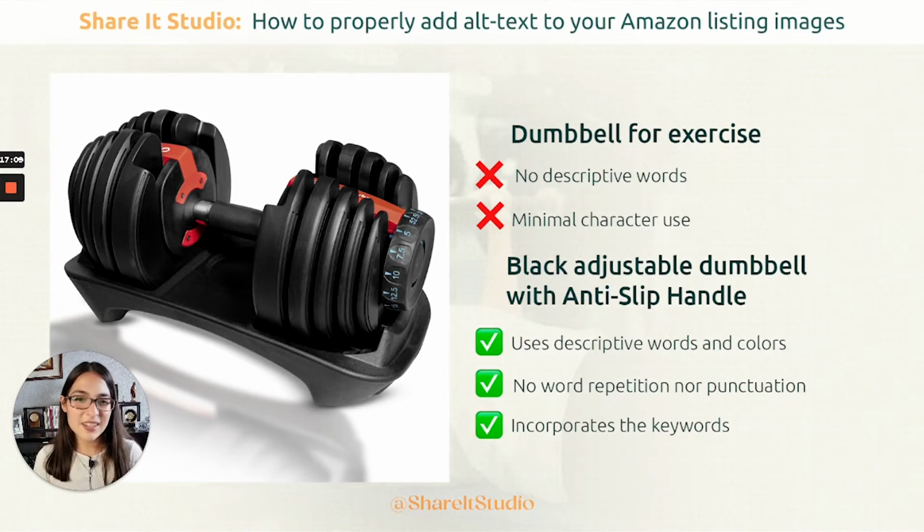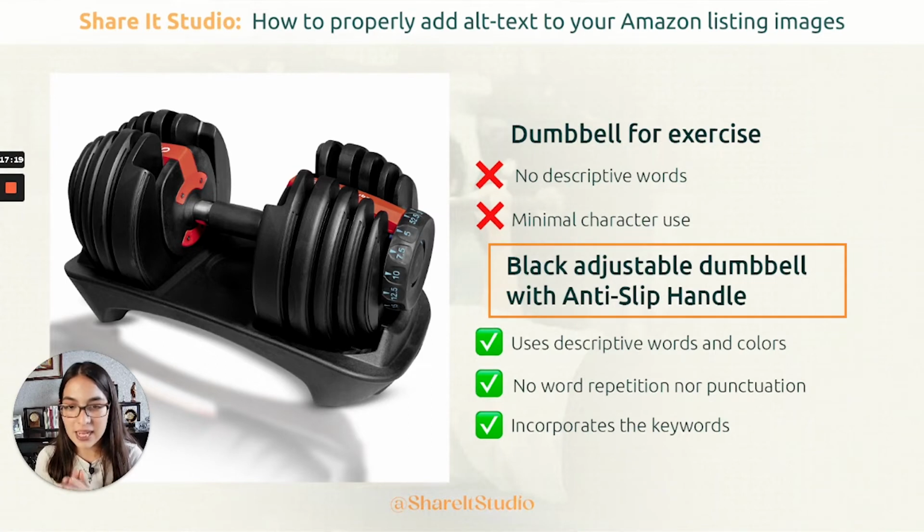And also, there's minimal character use, so you're not making the most of the space that Amazon gives you. So what's a better alt text to add for this Amazon image? "Black adjustable dumbbell with anti-slip handle." This uses descriptive words and colors. There's no punctuation, and it incorporates the best keywords for this Amazon image in a specific way for this product. So this is going to help you boost that listing.